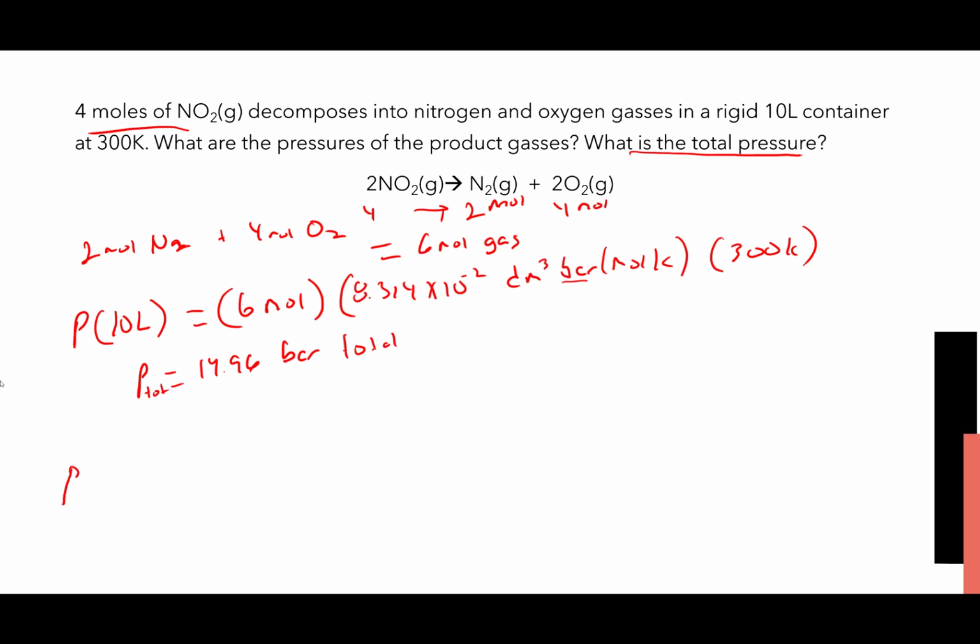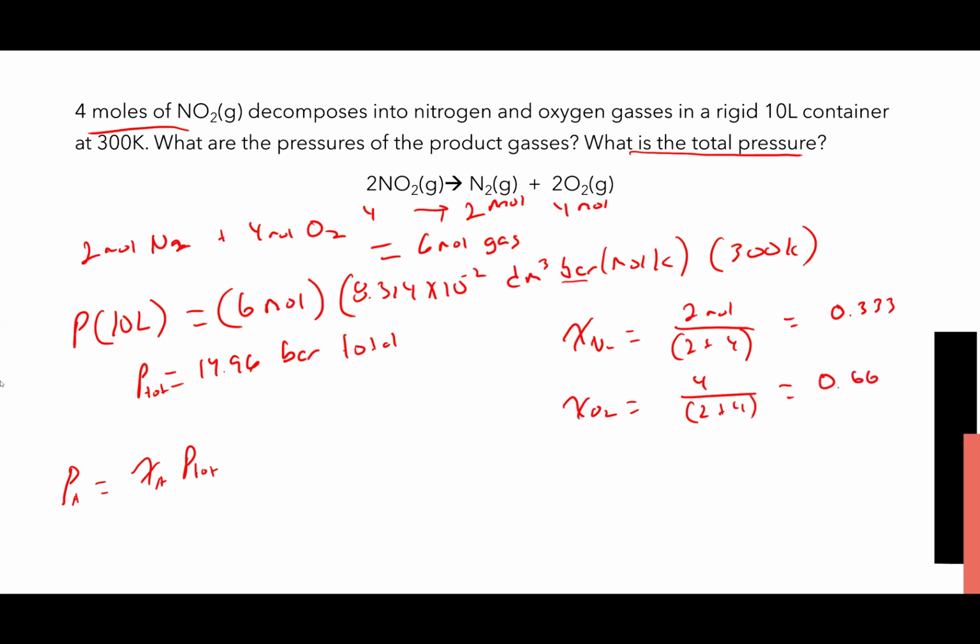If P of each part is chi of each part times the total pressure, we need to figure out the mole fraction of each one. So the mole fraction of N2 is going to be 2 moles of N2 divided by the total number of moles, which is 6. So that's 0.333 repeating. 2 over 6 is 1/3. The mole fraction of oxygen is going to be 4 over 2 plus 4, which is 0.667 repeating, 2/3.